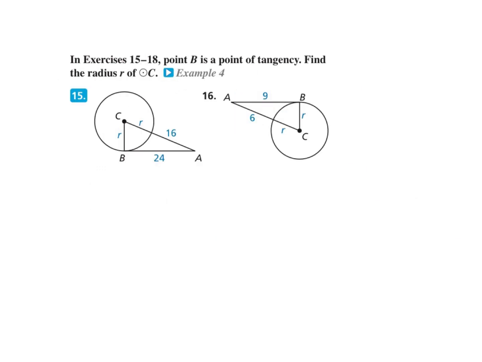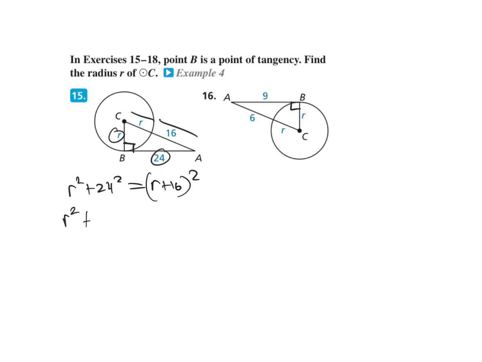Now, point B is a point of tangency. So it's saying it is a point of tangency, so we're going to put 90-degree marks there. Find the radius. All right, so again, use the Pythagorean theorem. It's going to look a little ugly eventually. These two are your legs. So r squared plus 24 squared equals r plus 16, and you've got to square that.